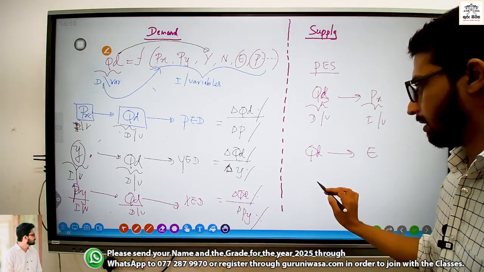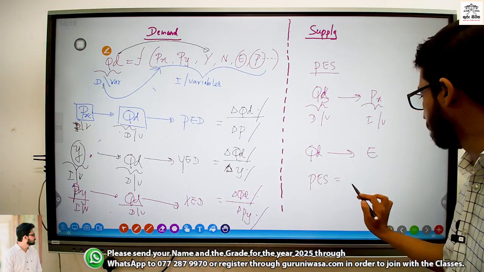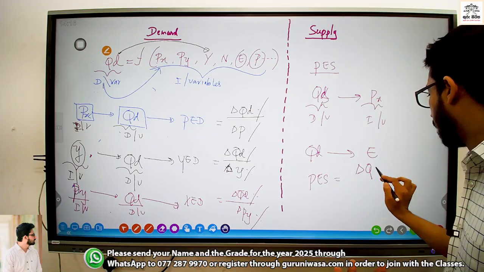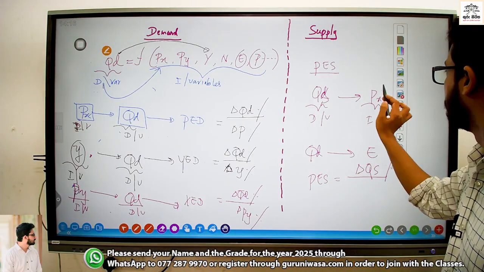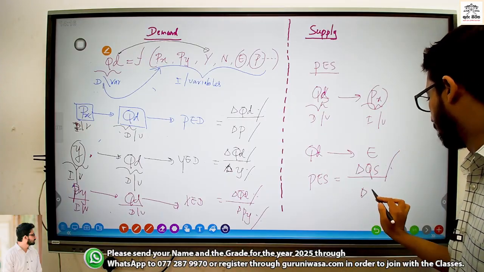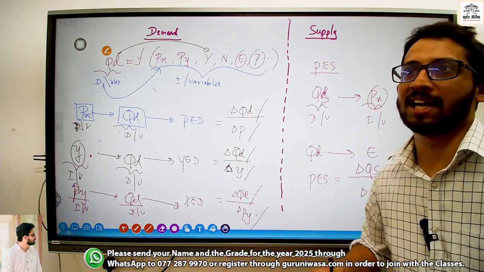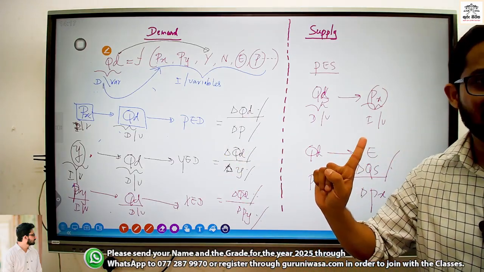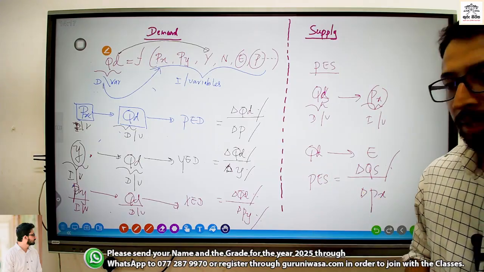So we can make a separate equation for PES, Lamai. PES equals percentage change in quantity supplied divided by percentage change in price of the product. There are three categories on the demand side, but on the supply side only one category. Get the point, Lamai? Can you write this down?